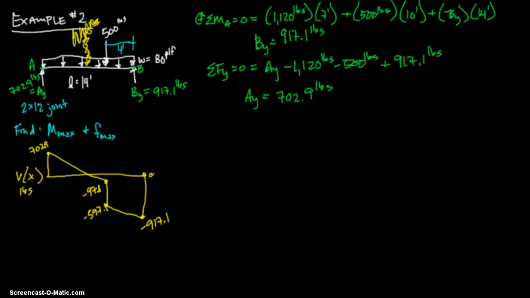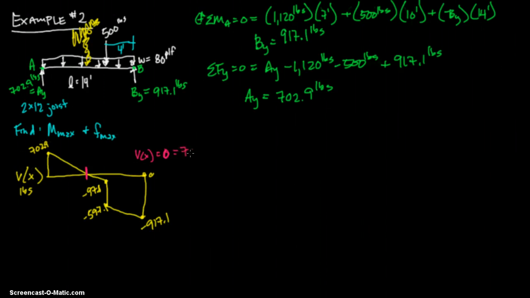I've said in the past that the point where your shear diagram crosses the 0 axis here is where your maximum moment's going to be. So let's go ahead and figure this out. As I said earlier, let's say V of x equals 0, because that's what we want to figure out, right? When is V as a function of x equal to 0, at what point x?